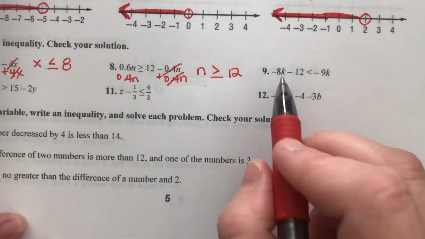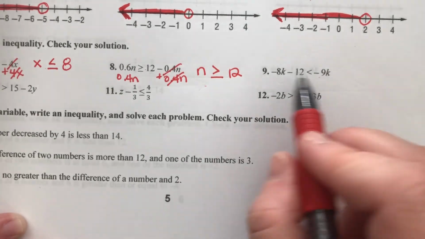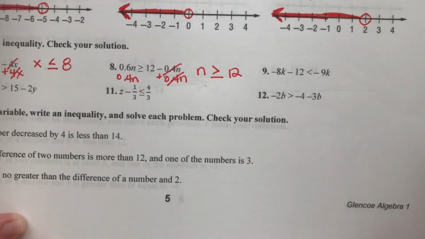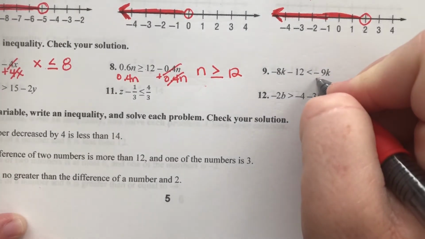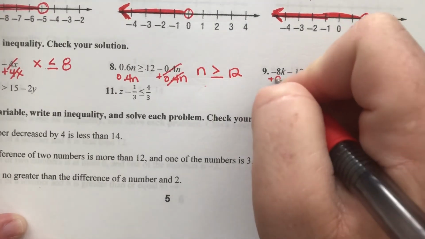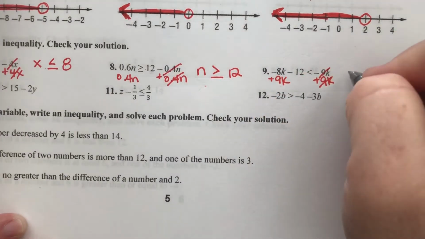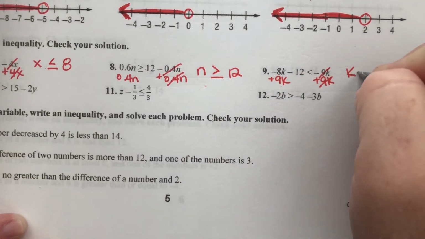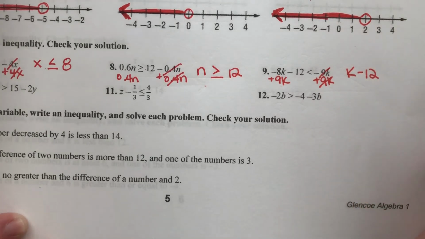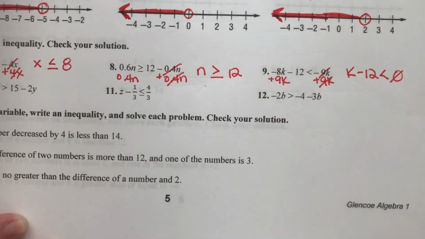Okay, this guy, negative 8k minus 12 is less than negative 9k. I got to get rid of the smallest k. So I want to get rid of 9k, so I'm negative 9k, so I'm going to add 9k. Add 9k here. These go away. Negative 8 plus 9 is just positive k, and then it still has that negative 12 next to it. Keep my sign the same, and then there's nothing over here.